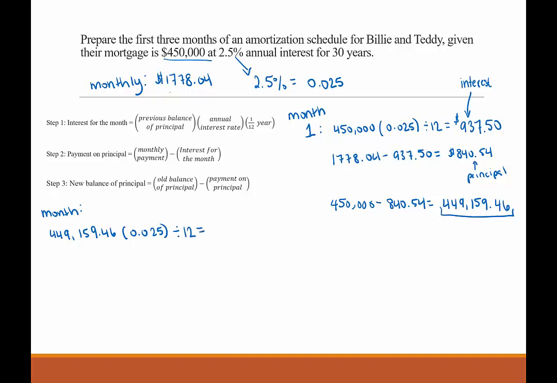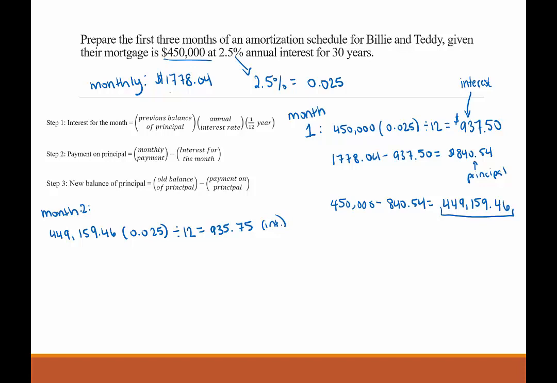And when I do this in my calculator, I end up with $935.75. Very similar digits to the last one. But you will notice here that the interest did go down. It is a couple dollars less, about $2 less than the very first month. So you can already see progress happening even in month 2. Oh, I wrote month, I didn't write month 2. Month 2. All right, so step 1 is done. This is the interest for month 2.